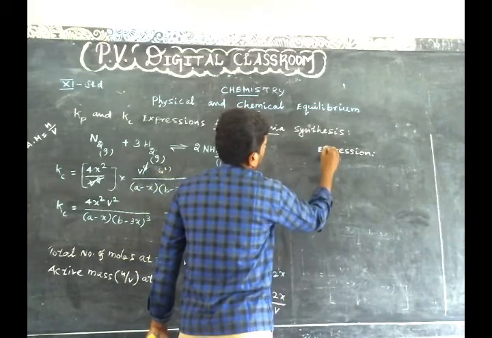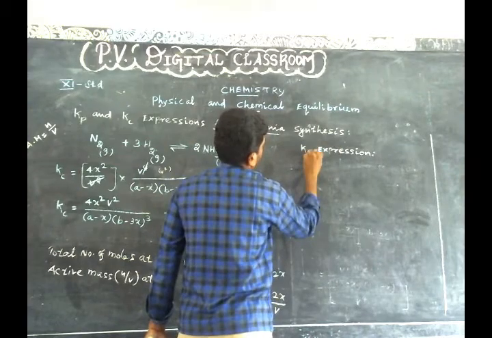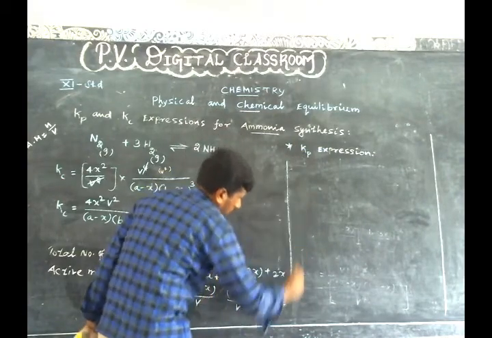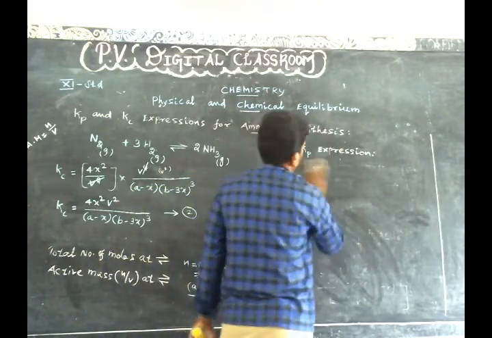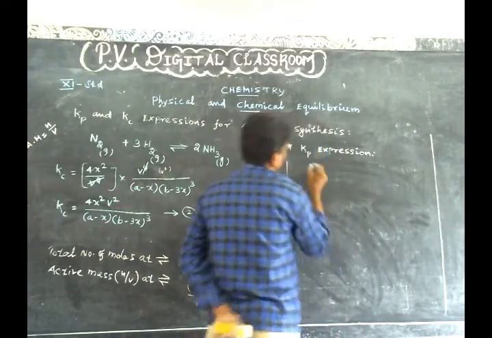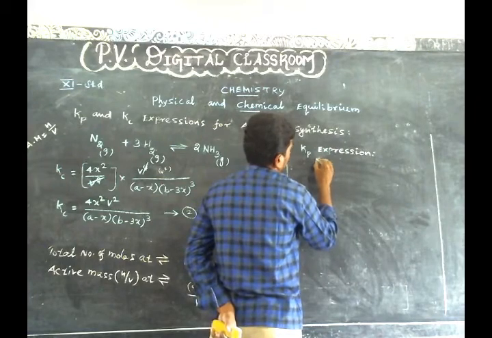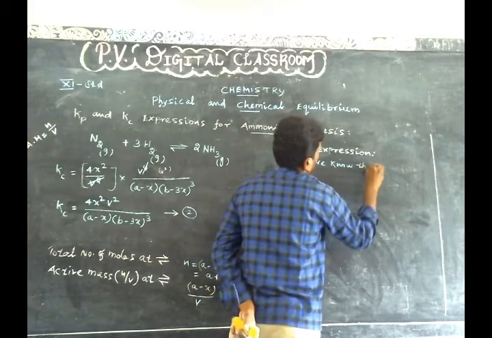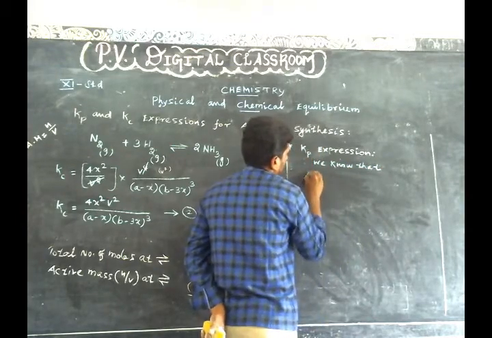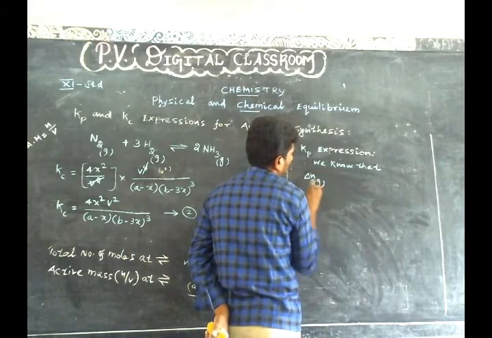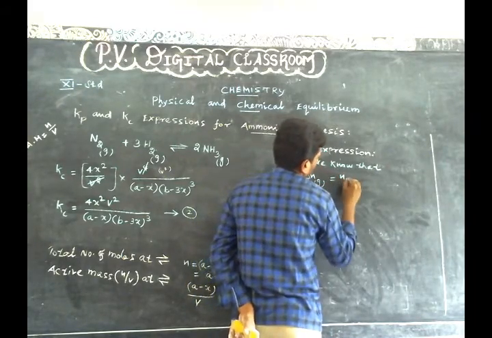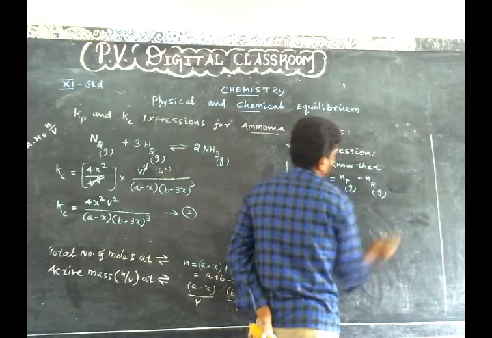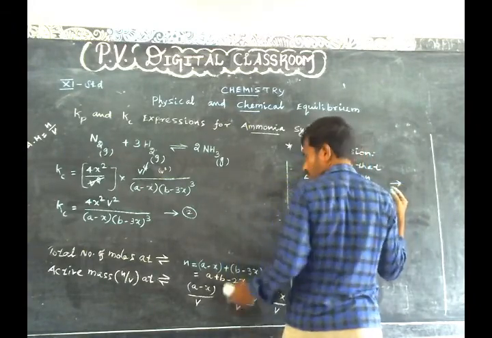Then the Kp expression. We know that delta Ng is equal to Npg minus Nrg. So this is equation number 3.